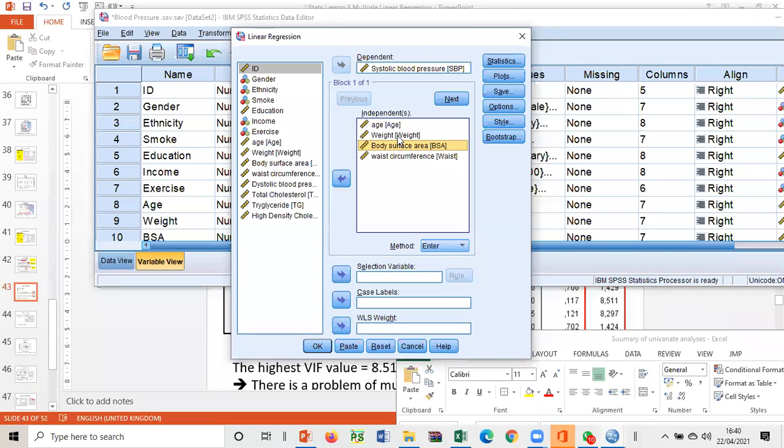Which one is easier to measure, weight or body surface area? Weight. I may sacrifice this. It stands on the balance. You already know this. Body surface area, we need special equipment.